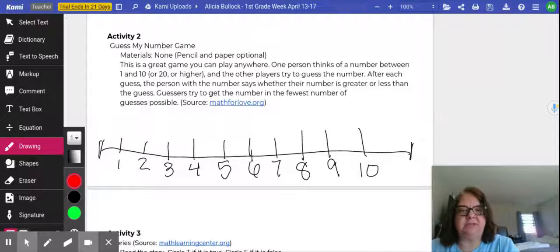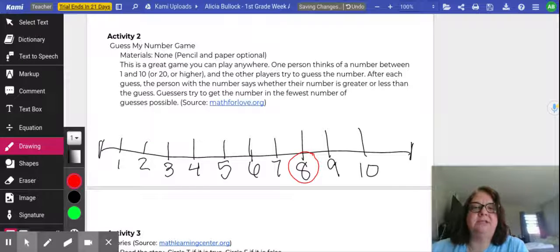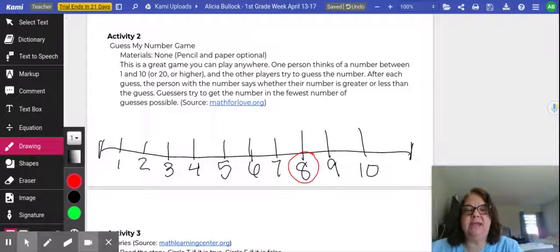8, but you don't know this. You don't know what number your person has chosen. And so you are going to say, I guess the number 4. Well, your other person would say, nope, wrong, but it's higher than 4, or greater than the number 4. So I know it's not 4. So it's got to be something that is higher or greater than 4.